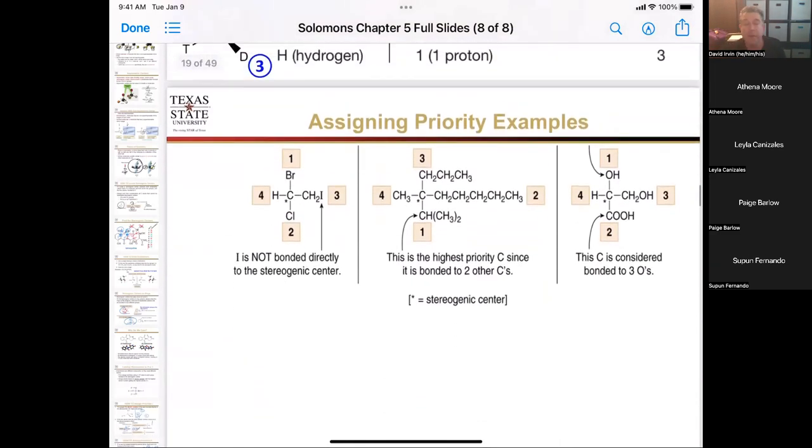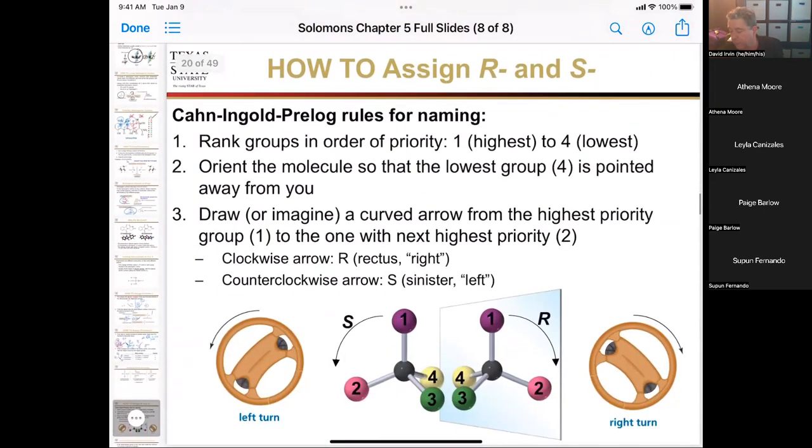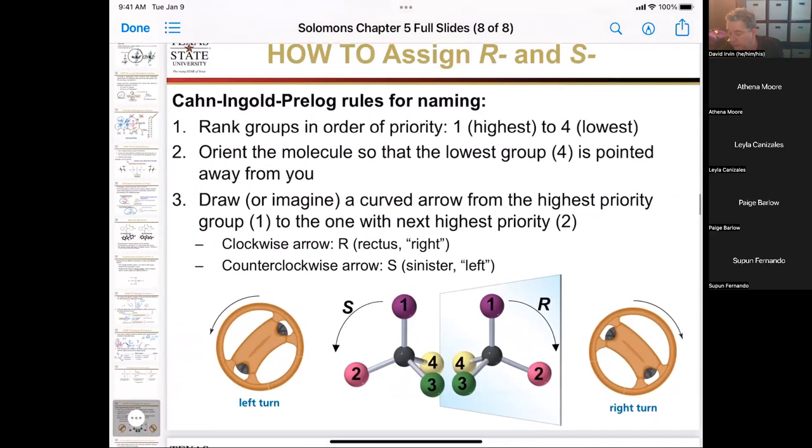So once we assign priority, I know how to do that. I'm going to figure out whether this is an R or an S. What does the R and S mean anyway? That's kind of weird, okay? So in the case of R and S, we're going to look at which way the priority goes. And what I like to always do is put our lowest priority away from us and our other priority groups next to us, so that we can look down the axis of the lowest priority bond. Okay, why?